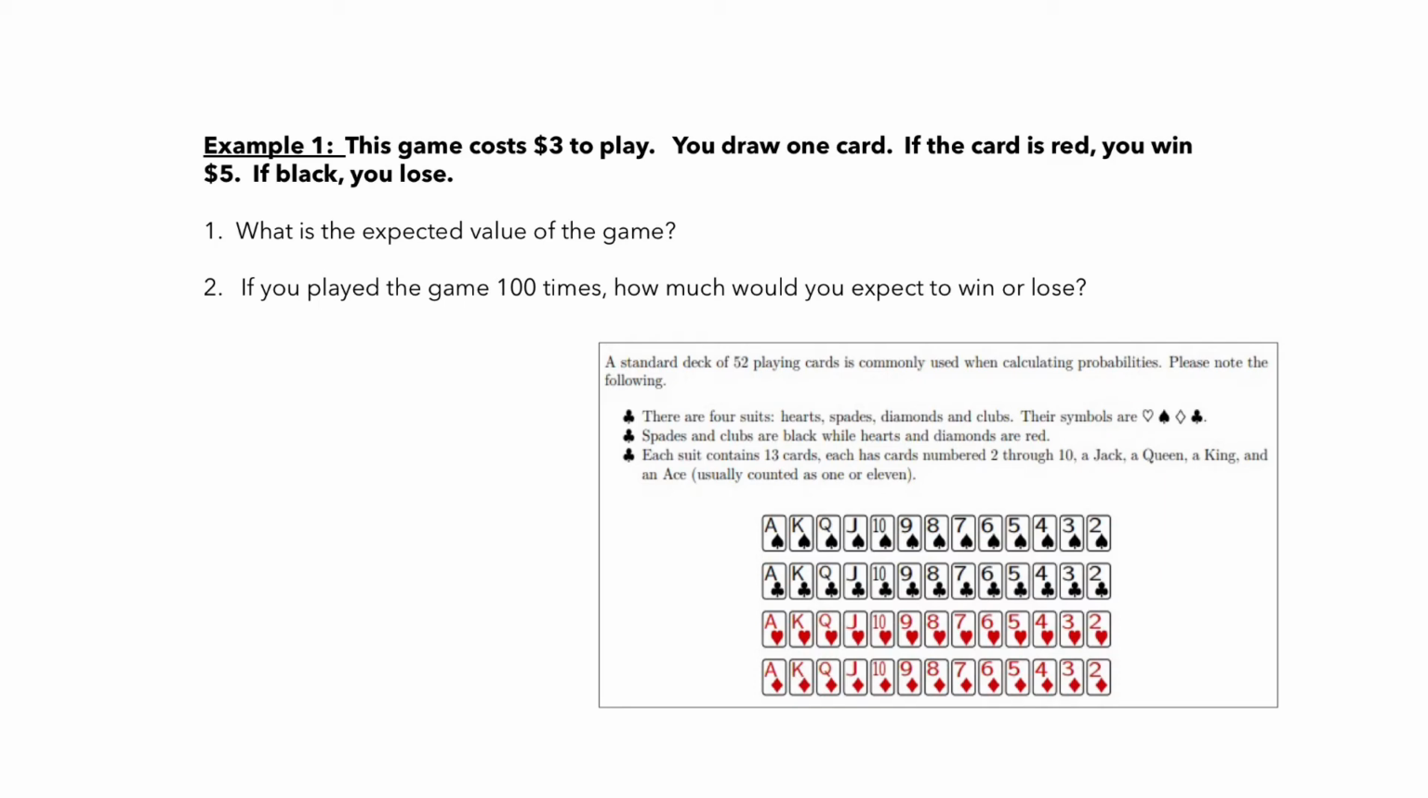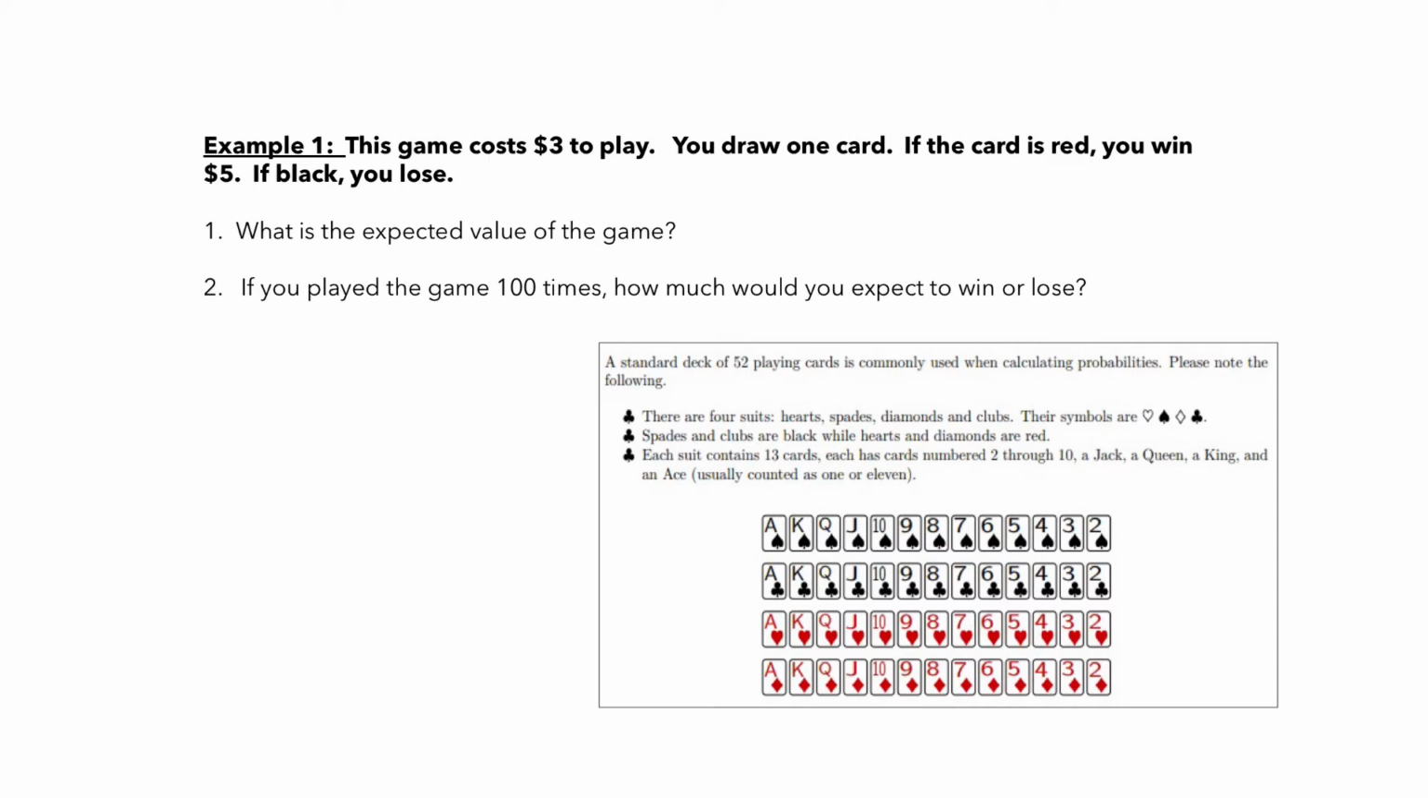So, example 1. Suppose we have a game that costs $3 to play. You draw one card, and if the card is red, you win $5. If the card is black, you lose. The first question, what is the expected value of the game? And then the second question, if you played the game 100 times, how much would you expect to win or lose?